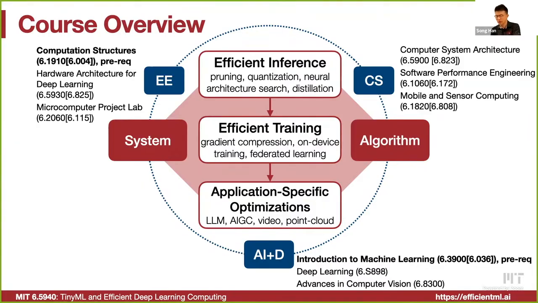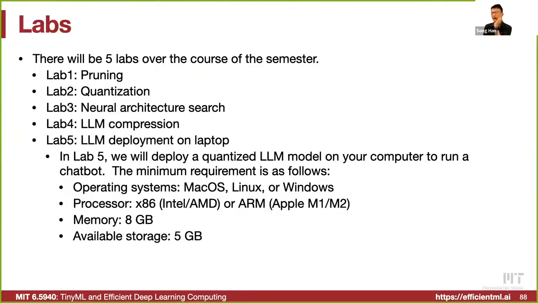We will have 5 labs over the course of the semester. We are going to use Google Colab for the first 4 labs, so you don't have to worry about the hardware. The first one is about pruning, the second one about quantization, the third one is about neural architecture search, the fourth is about large language model compression, and the 5th one does require hardware, which is a laptop.